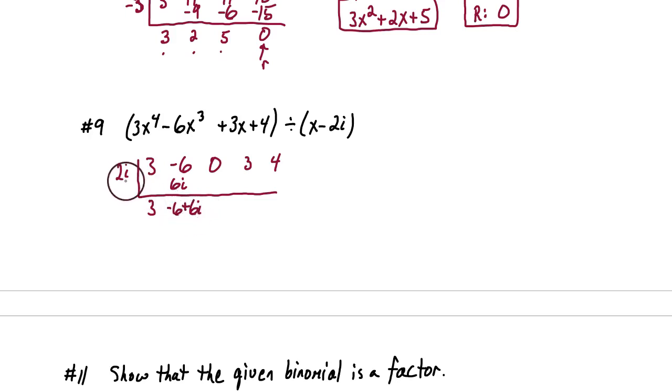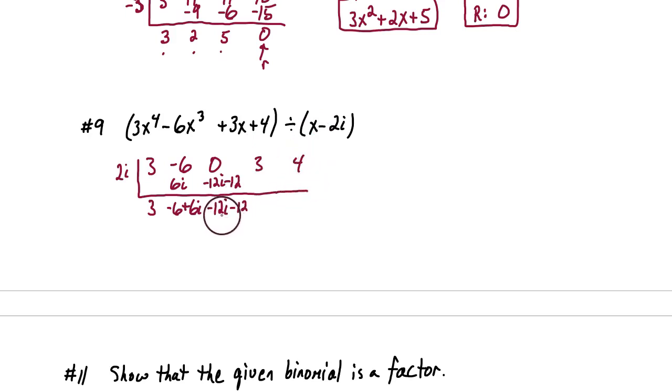Now multiply this by the 2i using distributive. Negative 6 times 2i is negative 12i, and 6i times 2i is 12i squared, but 12i squared is negative 12. Now add these together. I'm going to move the 3 and the 4 a little bit further over, starting to get crowded.